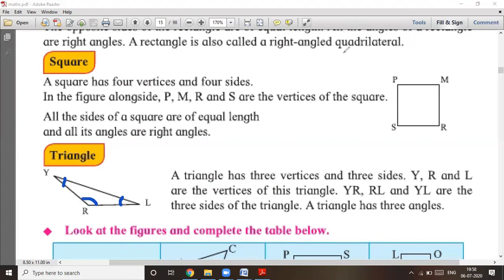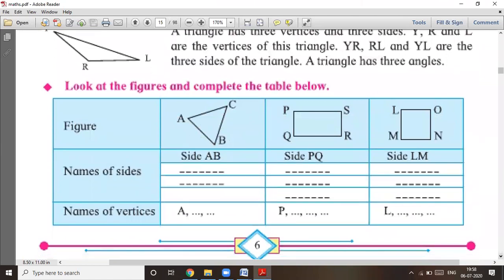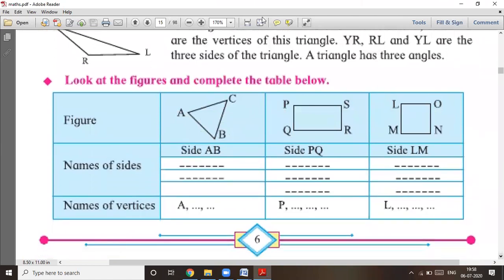Getting it? So on the basis of these geometrical figures, we have to answer some of the questions. Here are some questions given to us. Now we will solve the questions one by one.